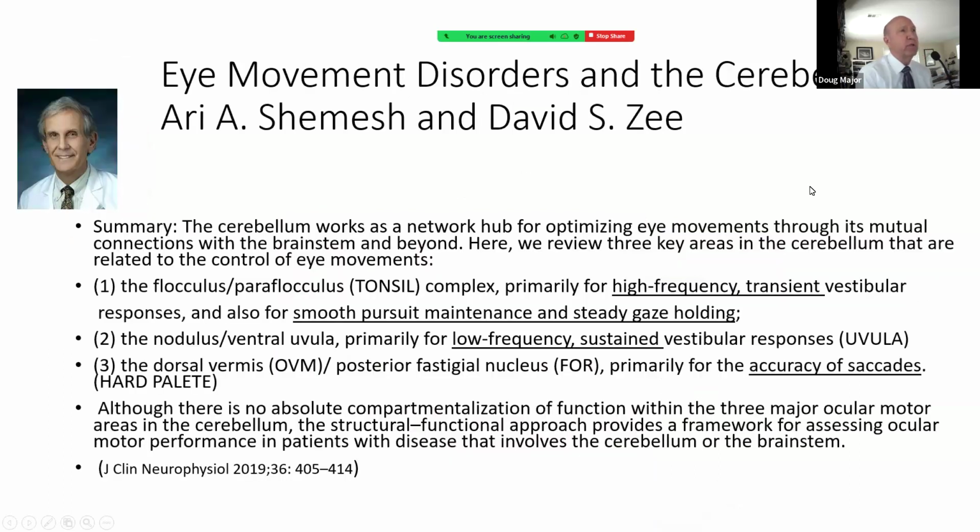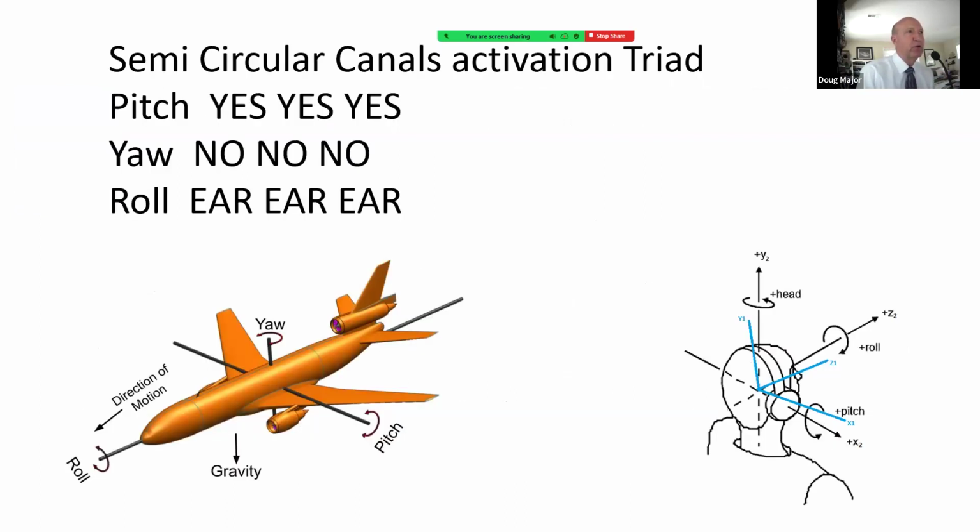Those three areas of interest are really brought up with Ariel Shemesh, and particularly David Z., the great granddaddy of cerebellum at Johns Hopkins. He talks about the three key areas: the tonsils for the high frequency vestibular response for smooth muscle maintenance and steady gaze holding; the uvula, that's low area response, is going to be for more of the otolith system; and then that top of our mouths for saccades, and then, as we know, for convergence. How these things are all interconnected and in our performance with our motor system.